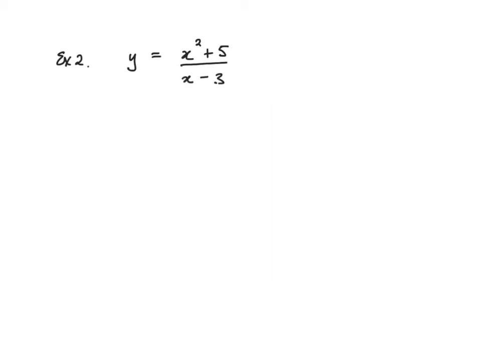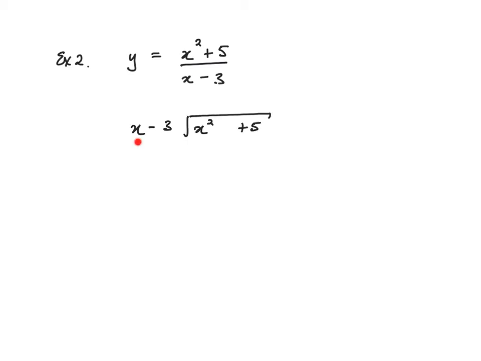Here's a second example, and this one's slightly different from the first one. Notice again that we have x squared on top and x on the bottom. So we have an improper rational function. We have to carry out a division. x minus 3 dividing into x squared plus 5.